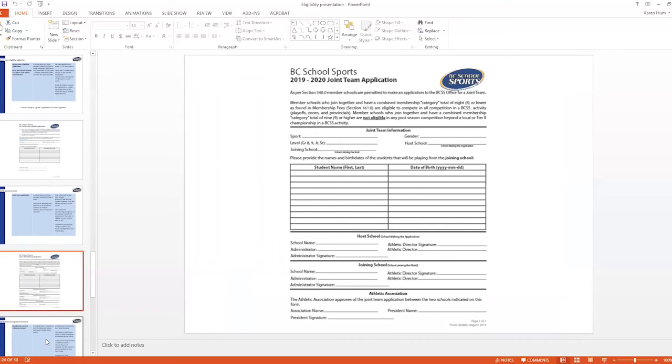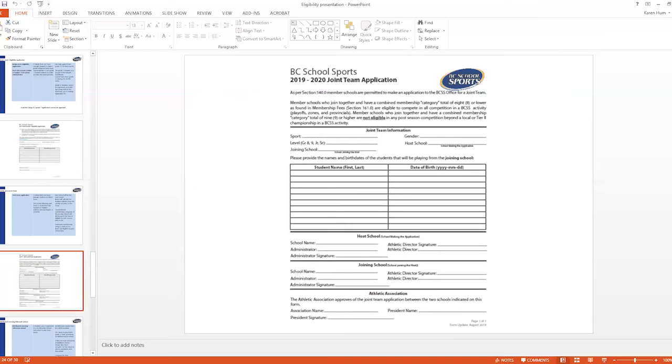So one of the 2 schools needs to be the host school, and they register the team. BCSS will take the students from the other school and add them to your roster as an override with the approval of this application. Does anybody have any questions regarding the joint team application?